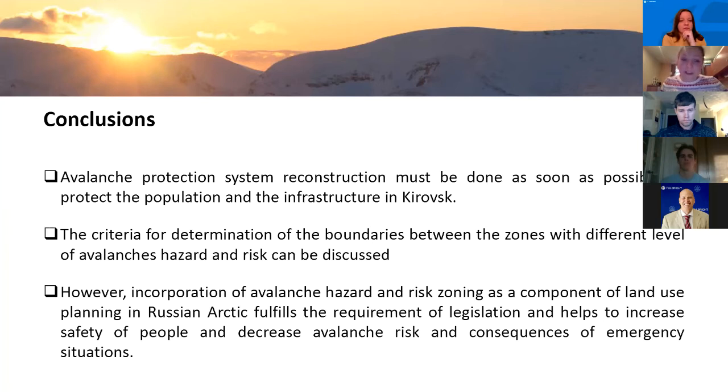The criteria for the determination of the boundaries between the zones with different degrees of avalanche hazard can be discussed, because this is a new region, this is the Arctic, and we have to think more precisely about the special features of this region. However, avalanche hazard and risk zoning as a component of land use planning in the Russian Arctic fulfills the requirements of legislation and helps to increase the safety of people, and this is the most important, and to decrease avalanche risks and consequences of emergency situations. And this is very important.